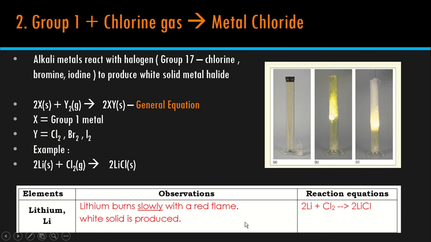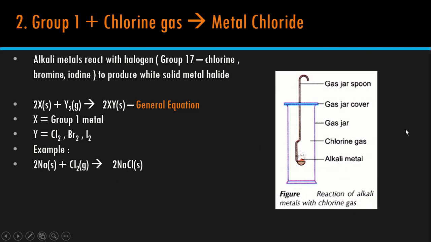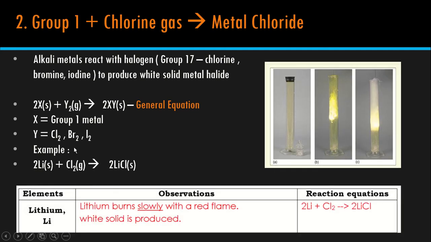So nanti at the end of the reaction kita tengok dalam dia punya spoon, gas jar spoon ni akan ada white solid berpecah warna putih. Okay. Okay, so the equation is Li plus Cl2 to produce LiCl. Inilah dia punya metal chloride ataupun metal halide. Kalau cikgu ganti sini Br, bermakna 2Li plus Br2 to produce 2LiCl, ganti dengan Br, LiBr.